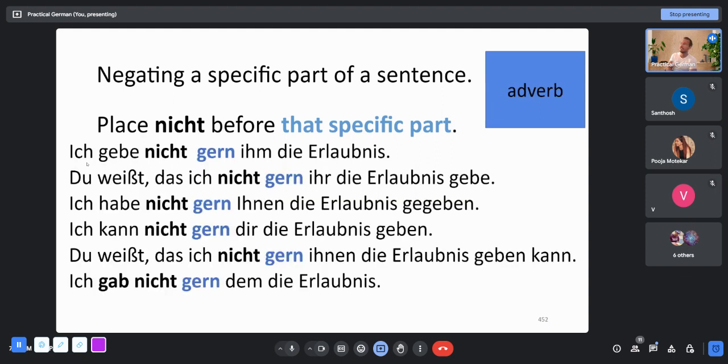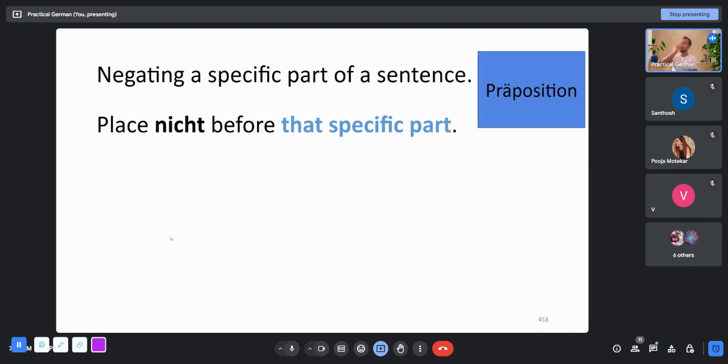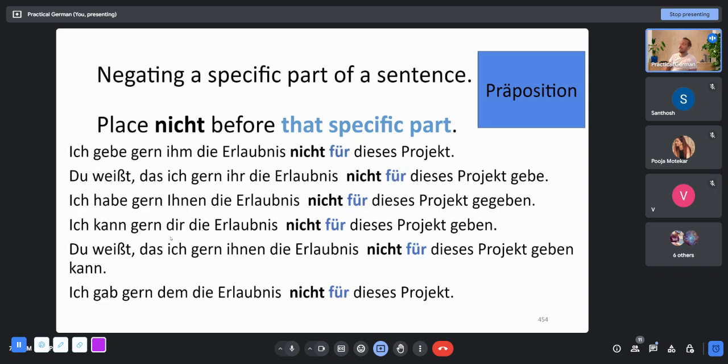That specific part can also be a preposition, right? So far we looked at sentences where you have a subject, a verb, an adverb, a dative object, and an accusative object. Then we looked at a sentence with a main clause. But you can also have a preposition in the sentence, right? So let's look at these sentences.